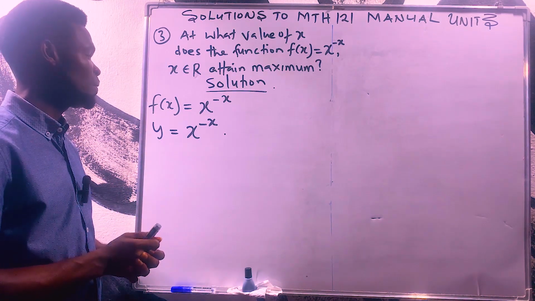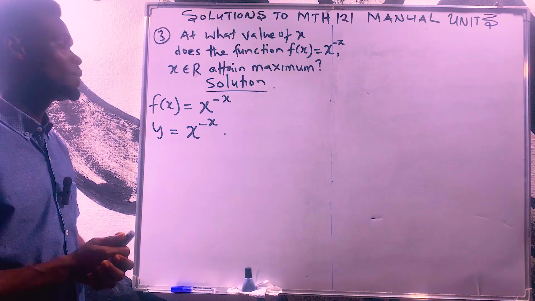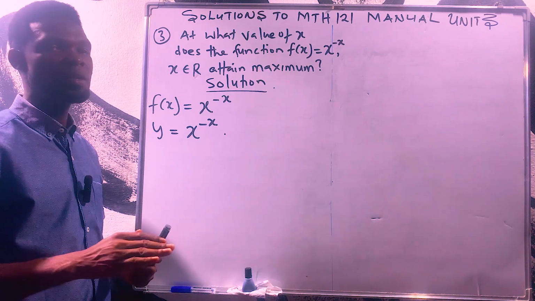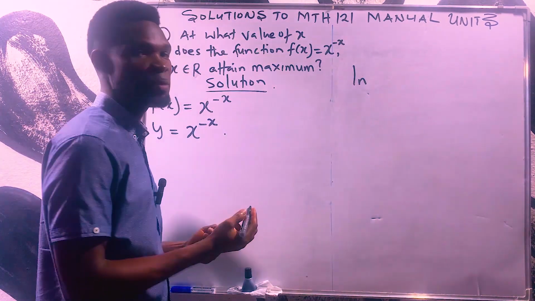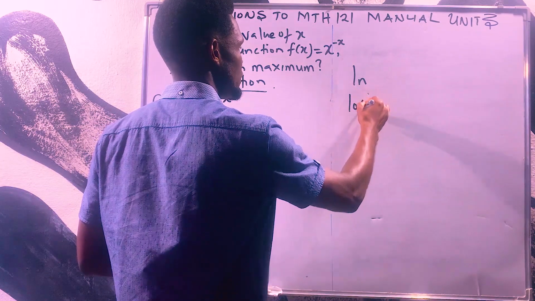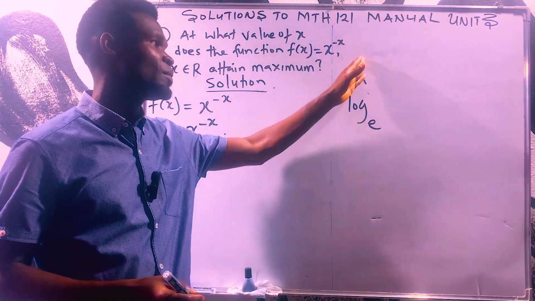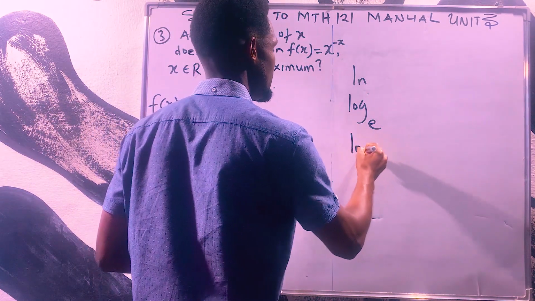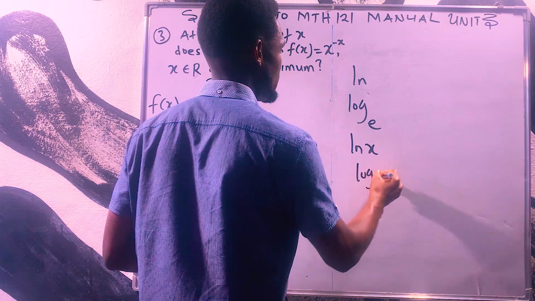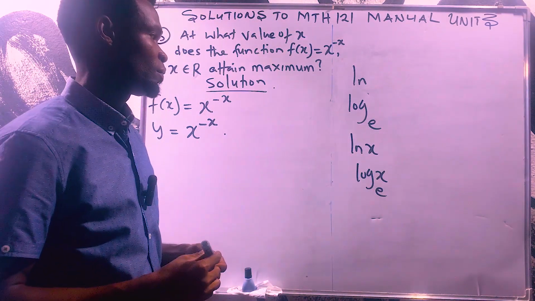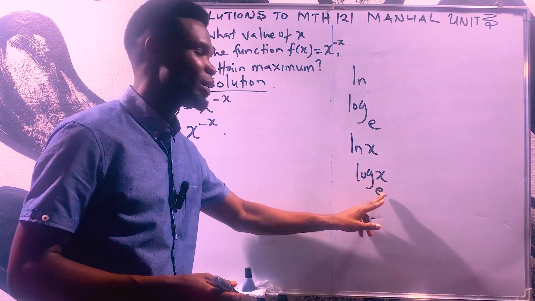And how do you differentiate a function that has to do with variable over variable? The easiest way to go about it is to take the ln of both sides. What does ln simply mean? It's a natural log, which is log base e. So anytime you see ln, it's the same thing as log base e, and log base e is the same thing as ln. So if I write ln x, it simply means log x base e. Ln alone is log base e, but ln x is log x base e.